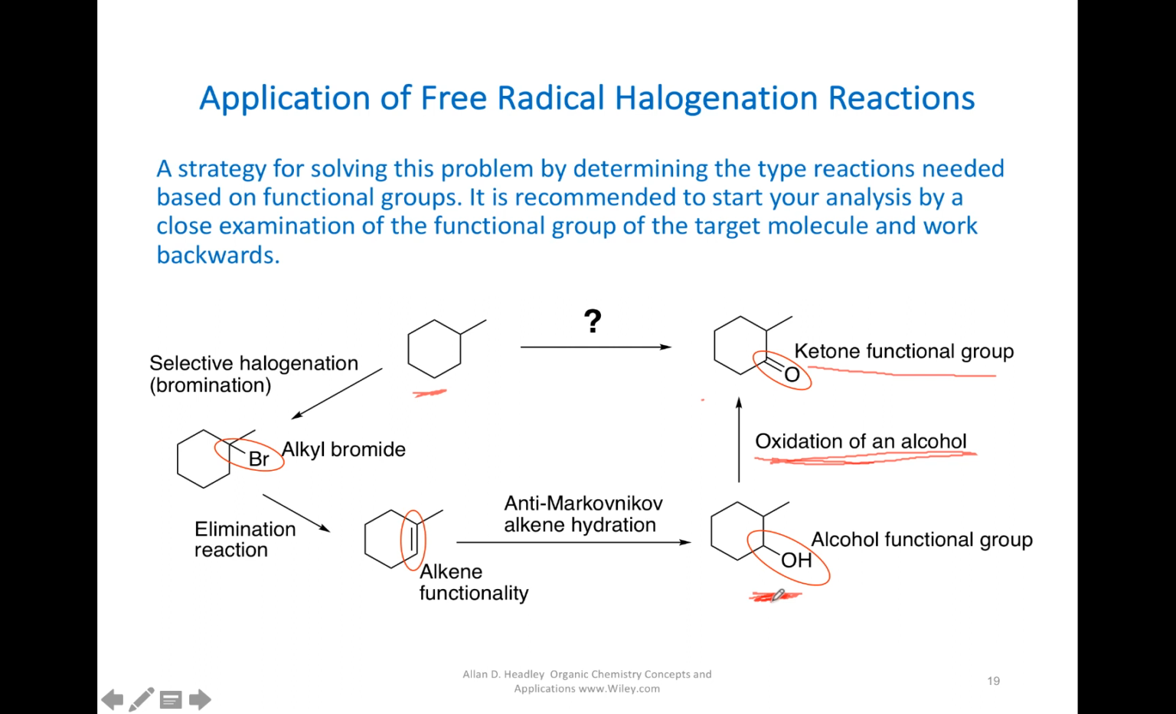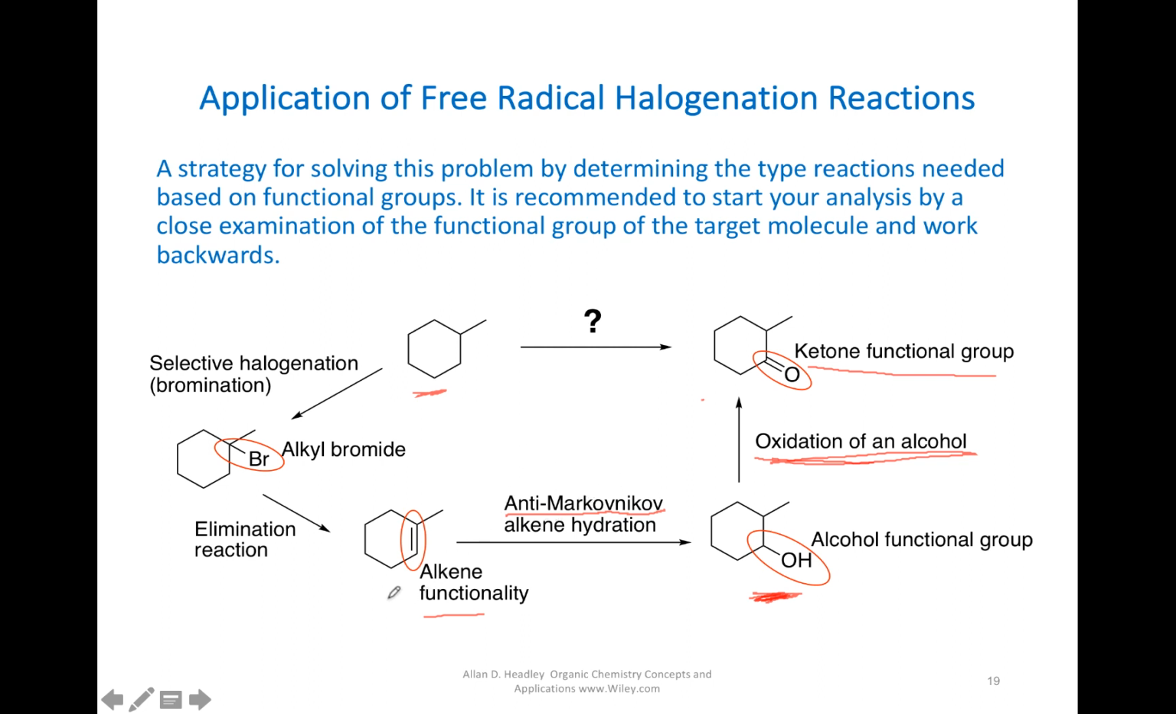You can make alcohols, as you know, by addition to an alkene. So if we had this alkene over here, we can add water across the double bond right here to get hydration. In this case though, be careful. This is an anti-Markovnikov addition. So you'll have to be careful to select the proper reagents.